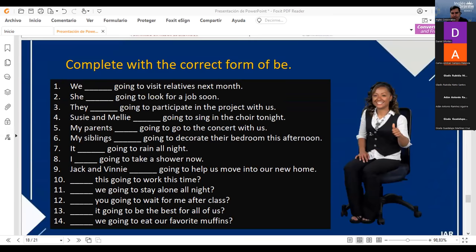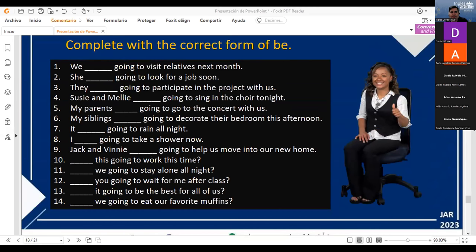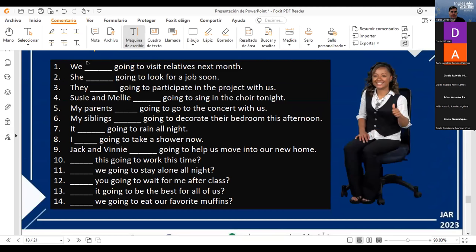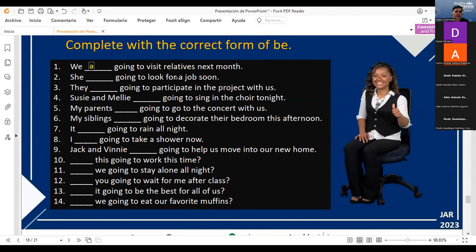Complete with the correct form of be. First sentence, we are going to visit relatives next week. We are, yes. The second is she is going to look for a job soon. They are going to participate in the project with us.